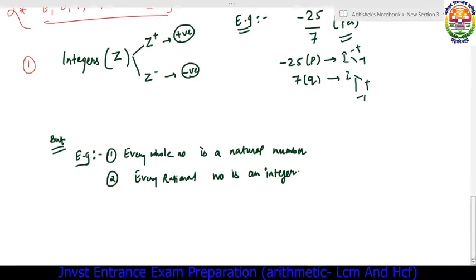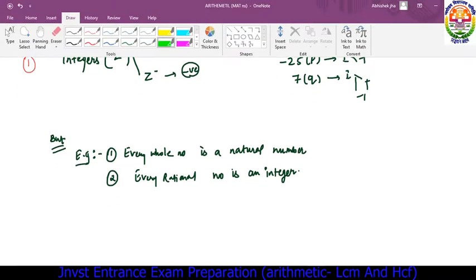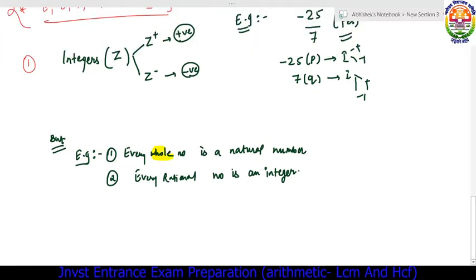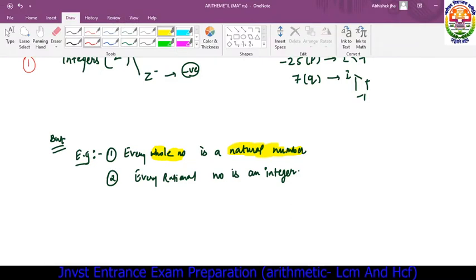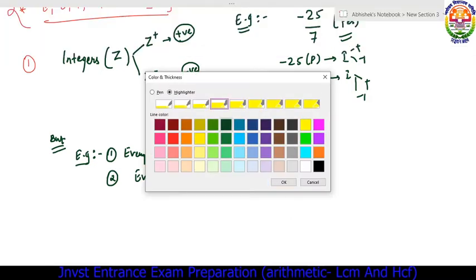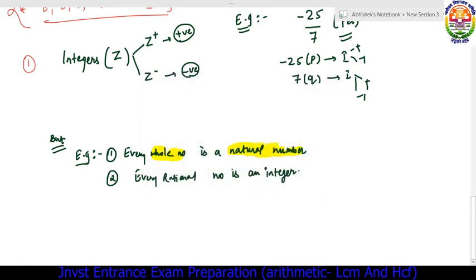So now move forward to the first part, whole number or natural number. We have not yet learned about natural numbers, so we will discuss that in that portion. Now the rational number, first of all, the solution of the first part.